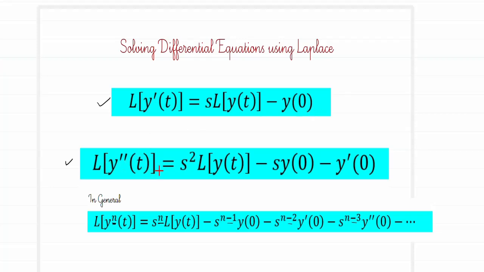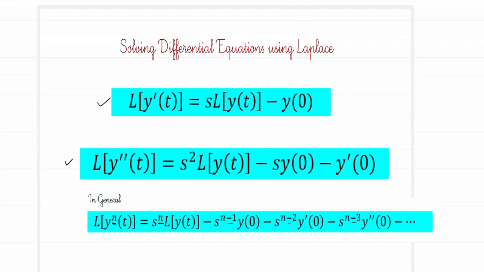Laplace of y double dash of t is s square Laplace of y of t minus s y of 0 minus y dash of 0. If you memorize the general formula and put n as 1 and n as 2, you will get the first two formulae. Better you memorize the first and the second formula individually, then we will be easily solving the differential equation using the Laplace technique.